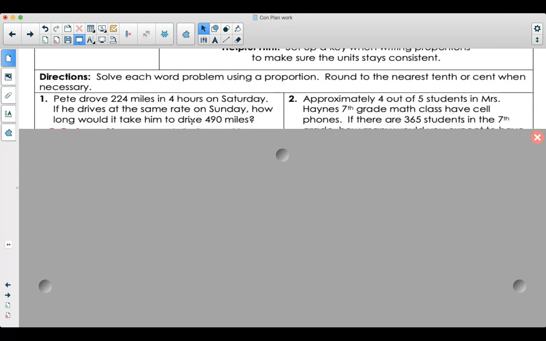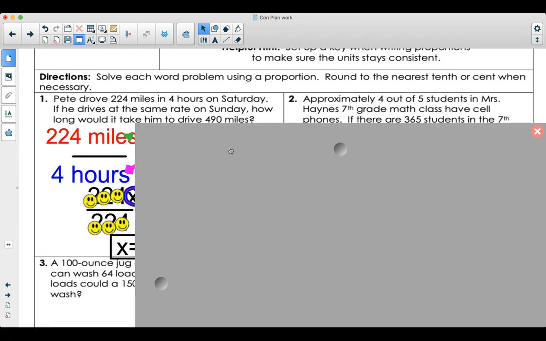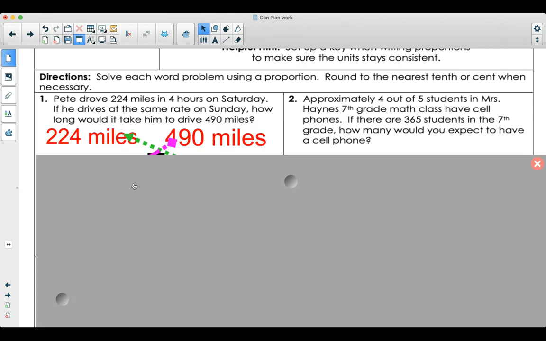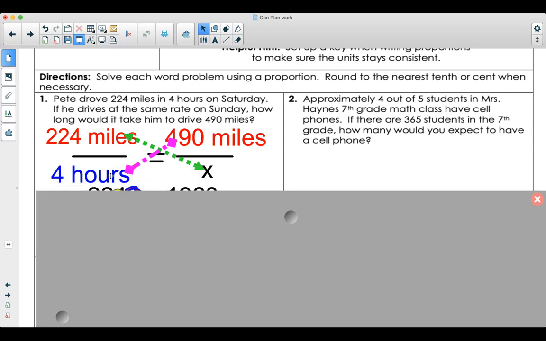Pete drove 224 miles in 4 hours on Saturday. If he drives at the same rate on Sunday, how long would it take him to drive 490 miles? Now, look at the way that I set up the problem. I put miles on top. That doesn't mean that you have to, but look what I did. If I put miles on top on the left-hand side, then what goes on top on the other side? Miles. So if he drove 224 miles, and this is obviously a proportion, 490 miles goes on top on the other side. Which means if I drove 224 miles in how many hours? 4 hours. So 4 hours would go underneath the 224 miles, right?